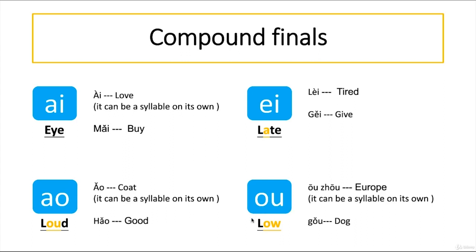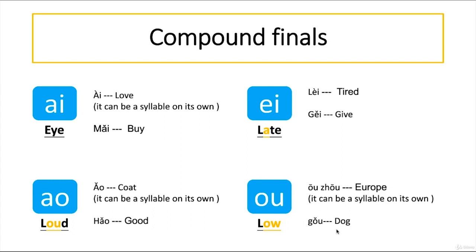Ou is similar to OW in low. Read it after me. Ou. It can be a syllable on its own. For example, Ōu means Europe. Gǒu means dog. Well done.